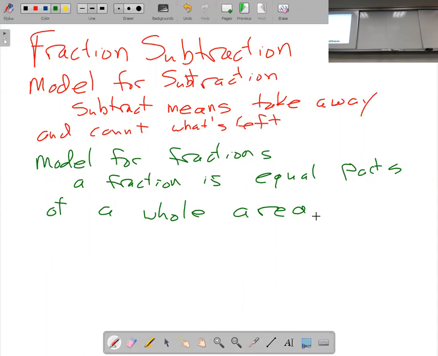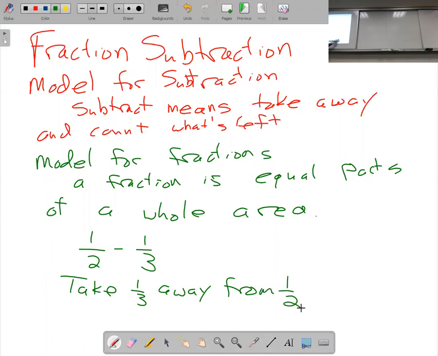So let's pick an example to work with. Let's say we want to do 1/2 minus 1/3. So under this particular model, we need to take 1/3 away from 1/2. So we need to be able to see the 1/2 to do that.